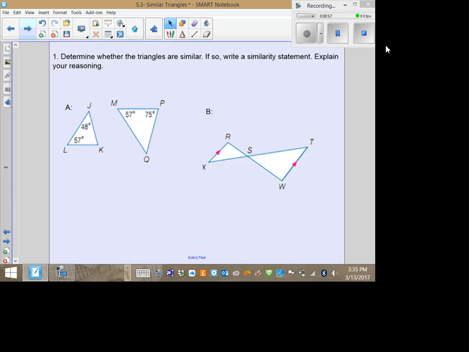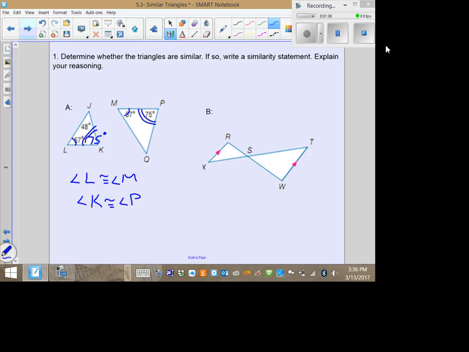So in A, we have angle L is 57. We also have that angle M is 57, so we can see that angle L is congruent to angle M. And then we can solve for angle K by taking 180 and subtracting our 57 and 48. So we get that angle K is 75 degrees. So then we can see that angle K is congruent to angle P.